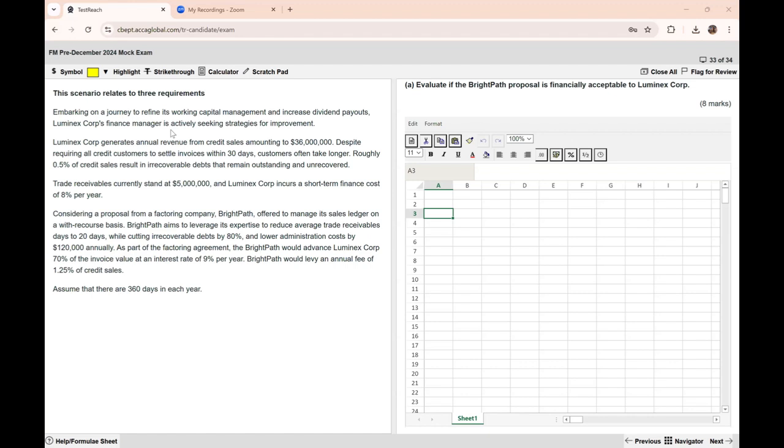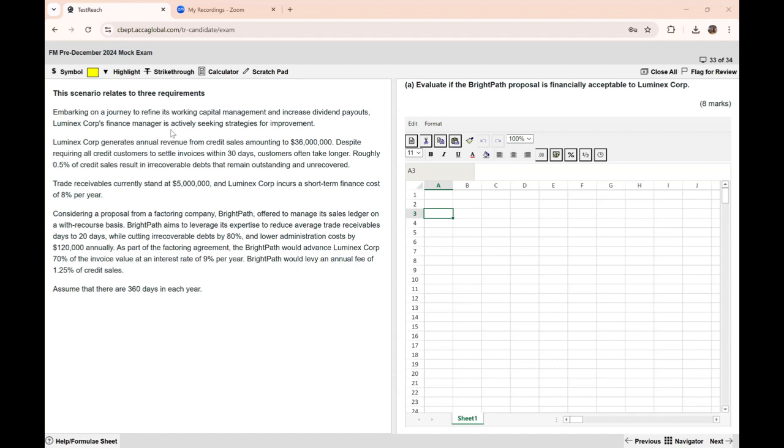Trade receivables currently stand at $5 million, and Luminex Corp incurs a short-term finance cost of 8% per year. So that is the interest on overdraft is 8%. Considering a proposal from a factoring company, Brightpath, offered to manage its sales ledger on a with recourse basis. What does with recourse basis mean? That in case of a bad debt, the factoring company will go back to the original company to get the money. So the factoring company does not bear the risk of bad debts.